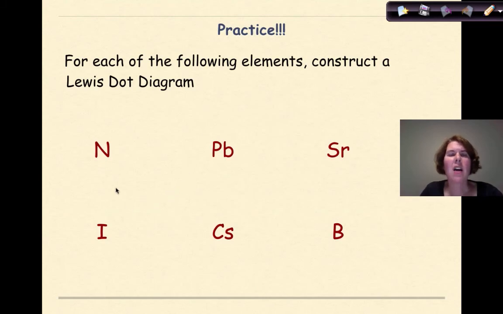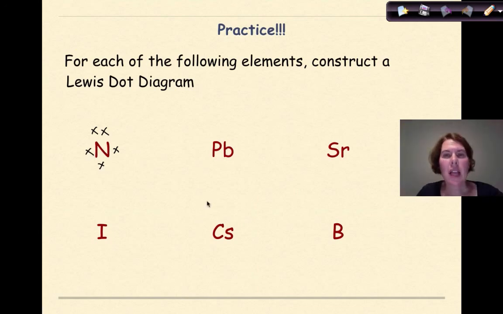Welcome back. Right now what we're going to do is we're going to construct Lewis dot diagrams for each one of these elements. So let's start with nitrogen. Nitrogen is in group 15. Therefore, it's going to have 5 valence electrons. So 1, 2, 3, 4, 5.